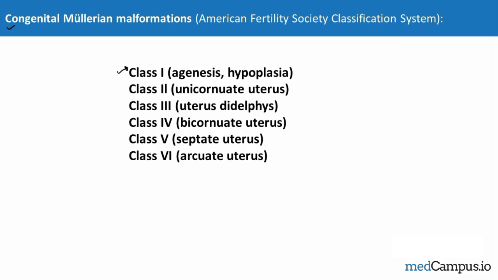If there is any defect either in the fusion or the septal resorption, these lead to congenital Mullerian malformations. The American Fertility Society has given a classification system with 6 classes. Class 1 is agenesis. Class 2 is unicornuate uterus. Class 3 is uterus diadelphys. Class 4 is bicornuate uterus. Class 5 is septate uterus, and class 6 is arcuate uterus.